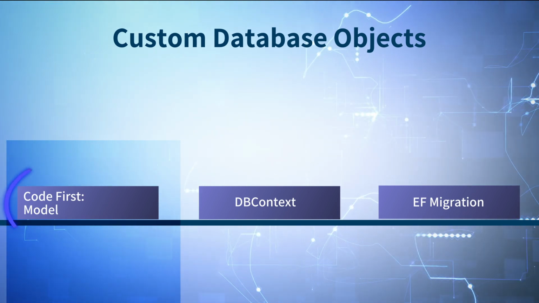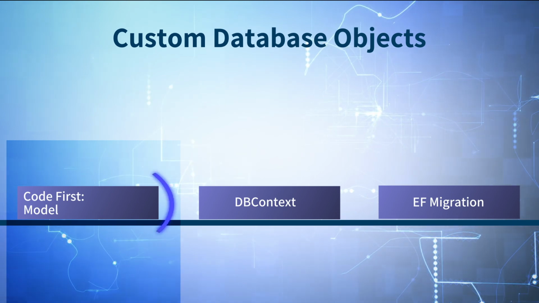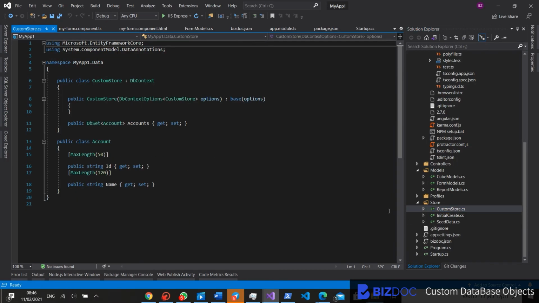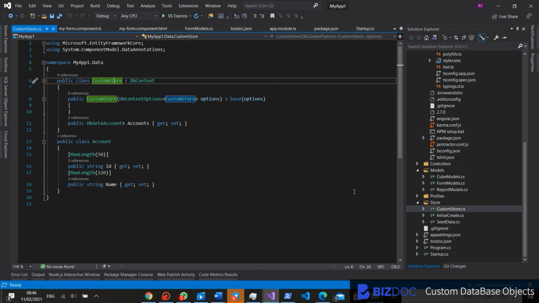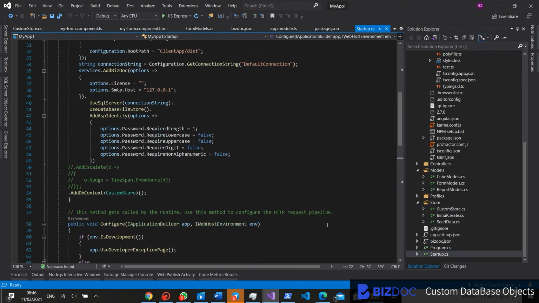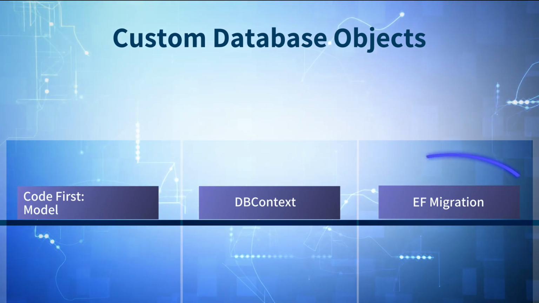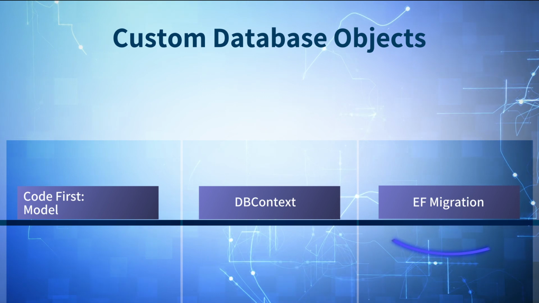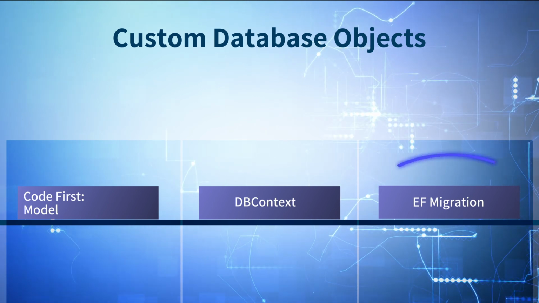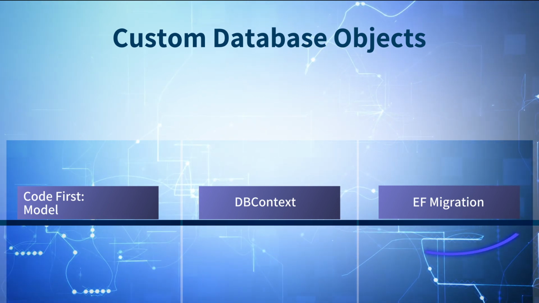To add a custom store, declare a class that inherits from DbContext, register it using startup.cs and AddDbContext. Use EF migration to apply object definitions to the database. BizDoc will update the database tables in addition to the JSON model kept internally.